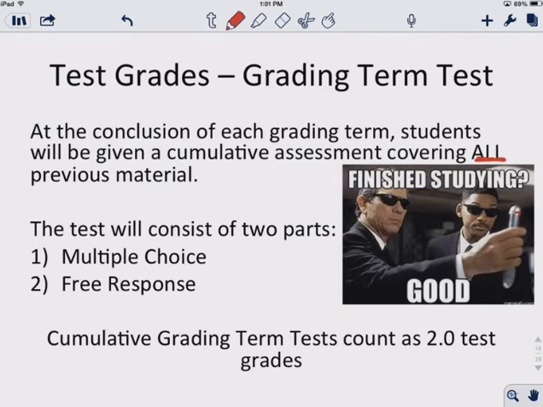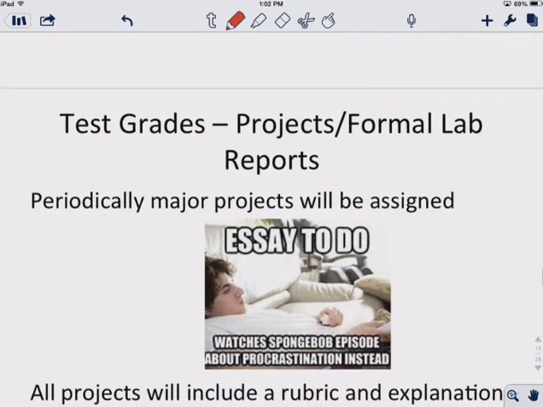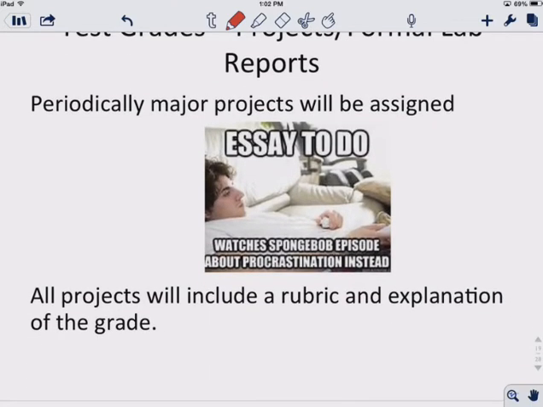This test will consist of 2 parts. We'll have multiple choice as well as free response, and that test will count as 2 test grades. Periodically, we will have major projects. All projects will come with a rubric and an explanation of the grade.